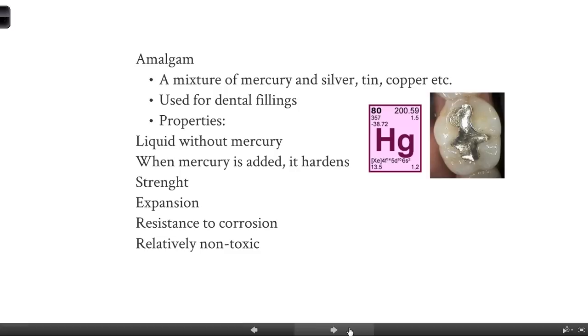Amalgam, so this is stuff that's used in your fillings. It's got a bit of mercury and silver and tin in it, and when mercury is added to these other metals, it hardens. So it's a metal that's fairly soft that can be used to make these fillings, but it's strong enough, and it's resistant to corrosion too. It's also relatively non-toxic. Now, mercury on its own can be toxic, but in combination with these other metals, it's no longer toxic.